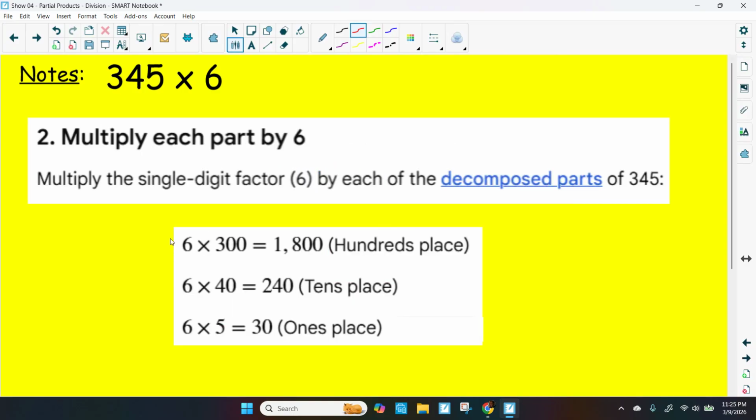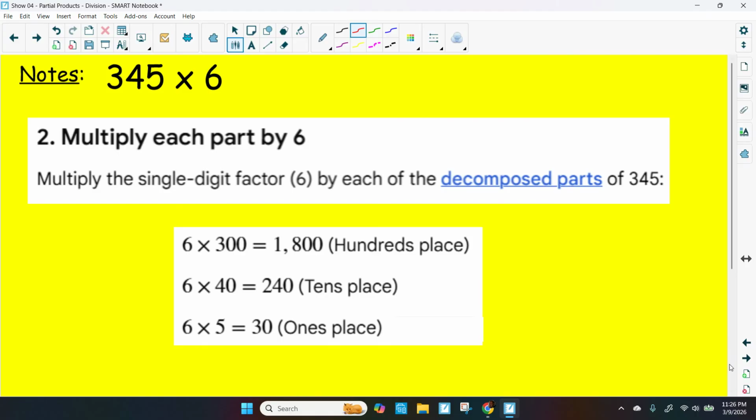Step 2, we have to multiply each part of those decomposed parts by 6. So 6 is going to be multiplied by 300, and that's 1800. 6 is going to be multiplied by 40, and that's 240. That's the tens place, by the way, the 40. So I know you want to say 4, but it's 40. And by the way, the 300 is the hundreds place. So 6 times 5, and that's the ones place, and that gives you 30.